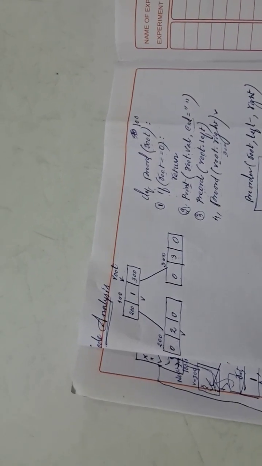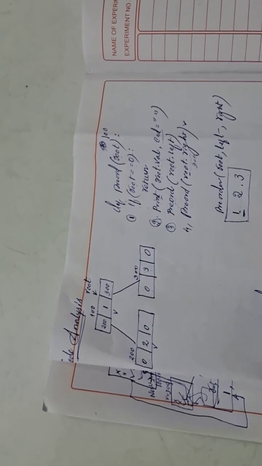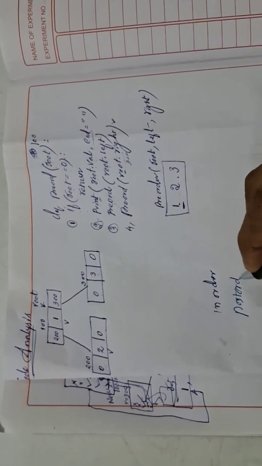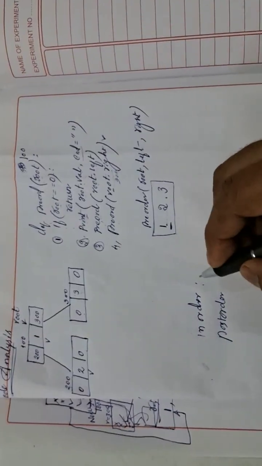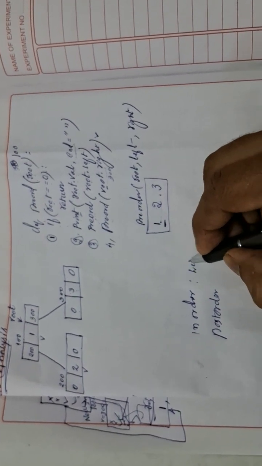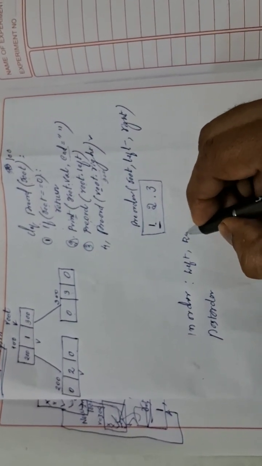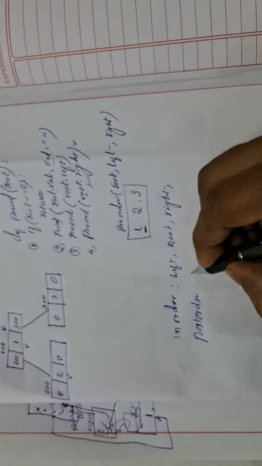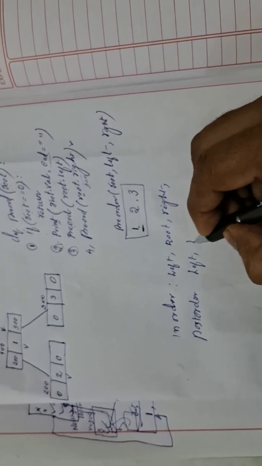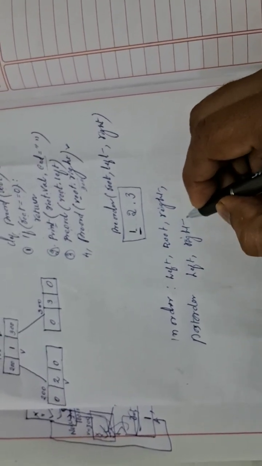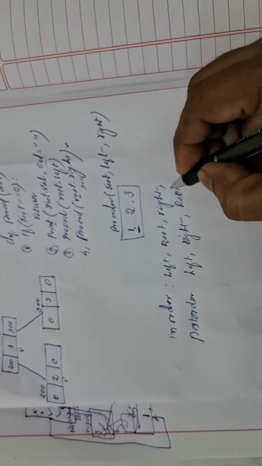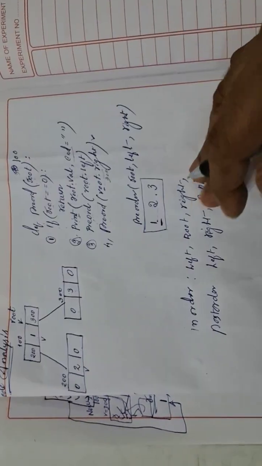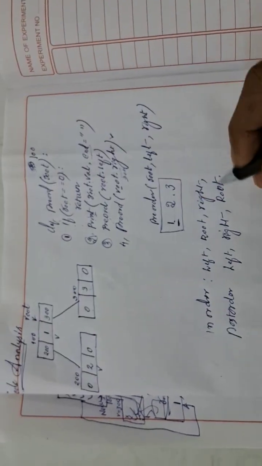Similarly, this is the same for in-order and post-order. But what changes is that in in-order, the left element will be printed first, then the root, then the right element. But in post-order, left is printed first, right is next, and the last is the root. So you follow the same analysis for in-order and post-order, and you will get the same kind of answer.